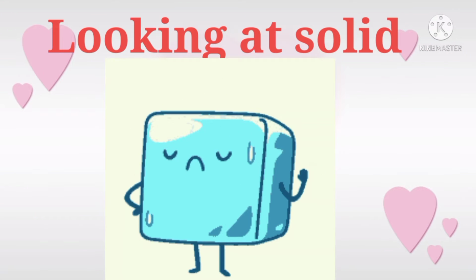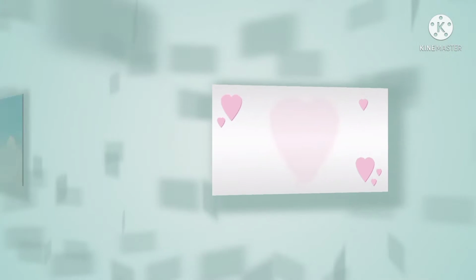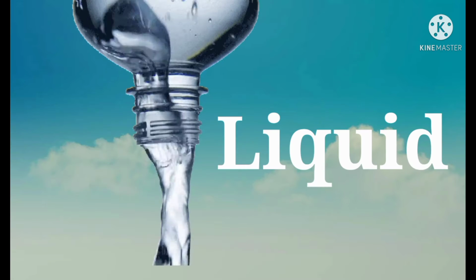Do you know that all things on the earth are made up of matter? The state of matter tells you whether a material is solid, liquid, or gas. In our previous class, we said matter is anything that has mass and takes up space.